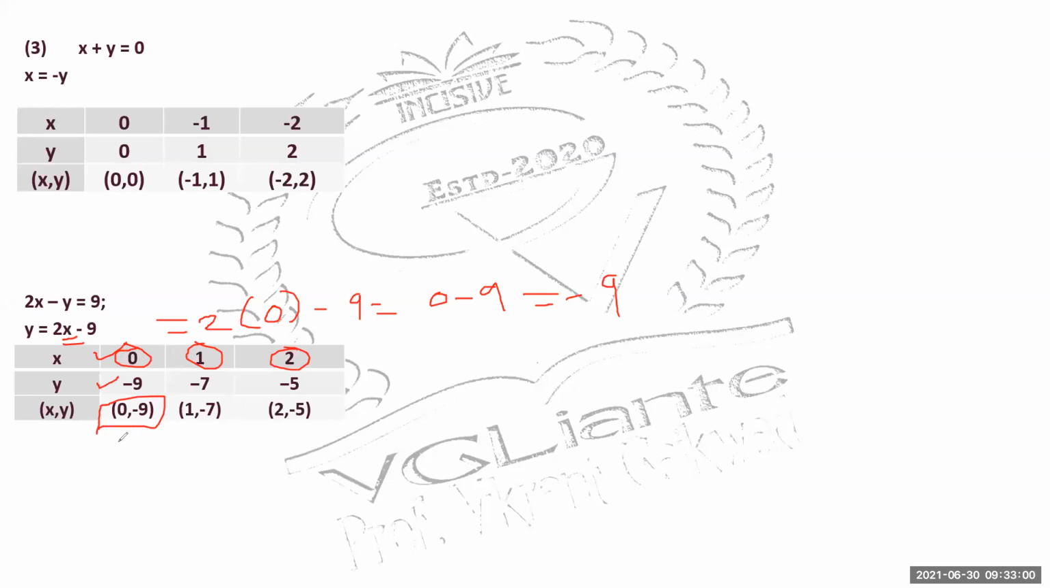First set of points. Next, we have to substitute x as 1. So that is 2 into 1 minus 9, so that is 2 minus 9, which equals minus 7. Next set of points, 2 into 2 minus 9.